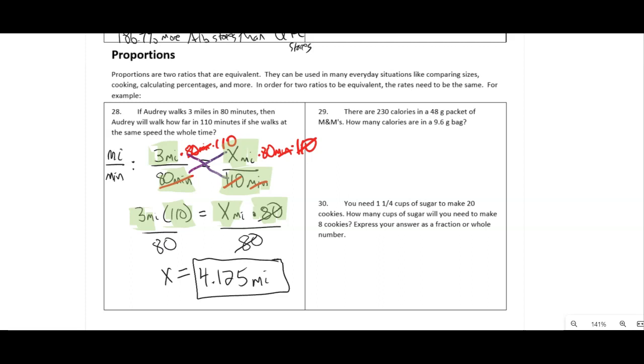Okay, go ahead and pause the video and work out 29 and 30. For number 29, you should get 64 calories. For number 30, you should get 1/2 of a cup of sugar.